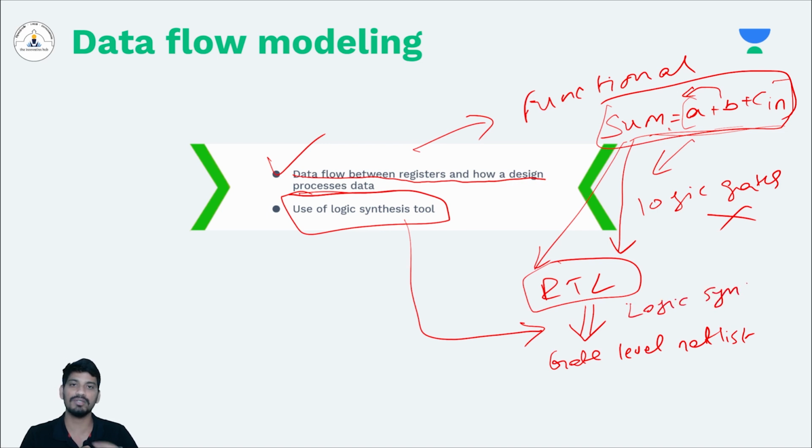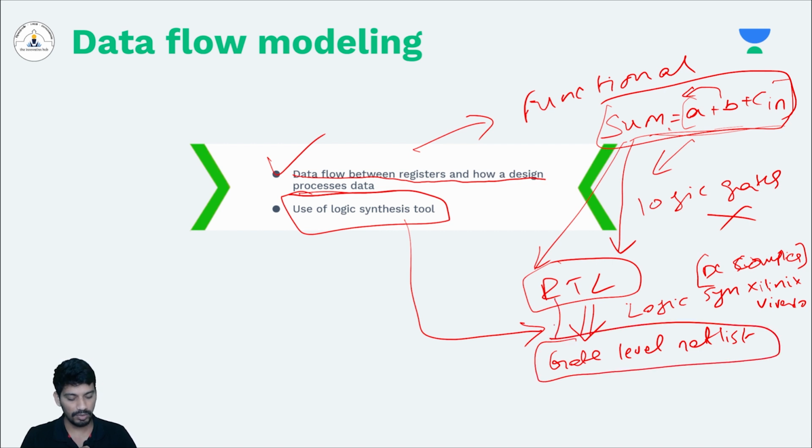There are various logic synthesis tools that are available. For example, the Synopsys DC compiler is a logic synthesis tool. Or even the Xilinx Vivado tool is also a kind of logic synthesis tool, because once you write your design source, if you press the run synthesis button, it will do the synthesis. Synthesis means it will convert the RTL to a gate level netlist. So what does it do? It will convert this expression into the logic gates that are required to obtain the output.